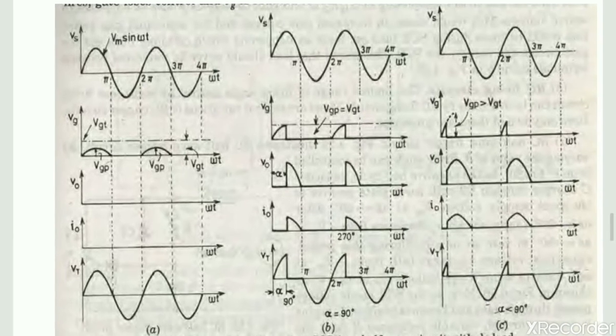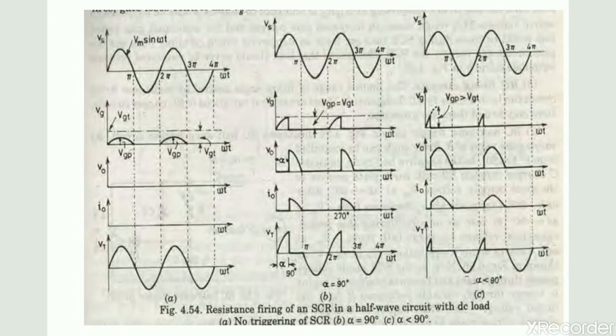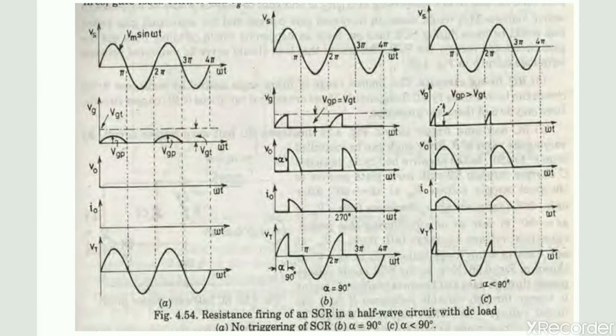The first waveform is of no triggering of the SCR. In the figure there are a total of 5 waveforms. The first waveform is the AC voltage, that is Vs. The second waveform is Vg, V suffix small g, that is the gate voltage or gate supply. The third waveform is Vo, that is the output voltage, then the output current is the fourth one, and the last one is the voltage across the thyristor, denoted by Vt. So please remember, these are the 5 most important waveforms for each triggering method of the SCR.